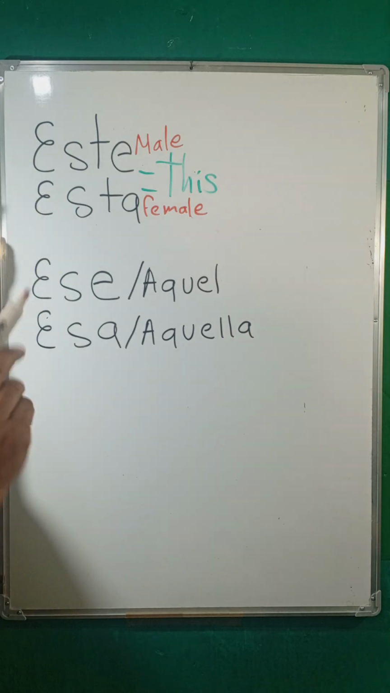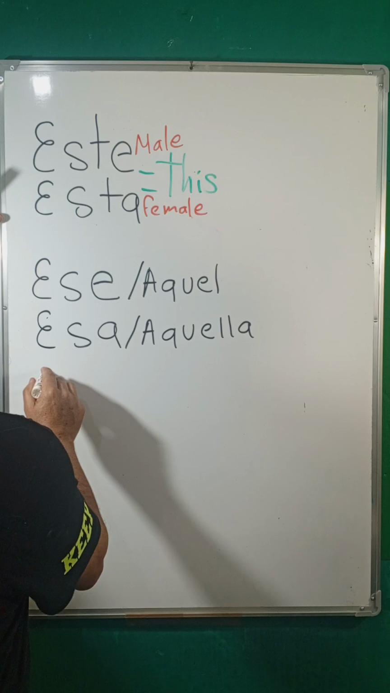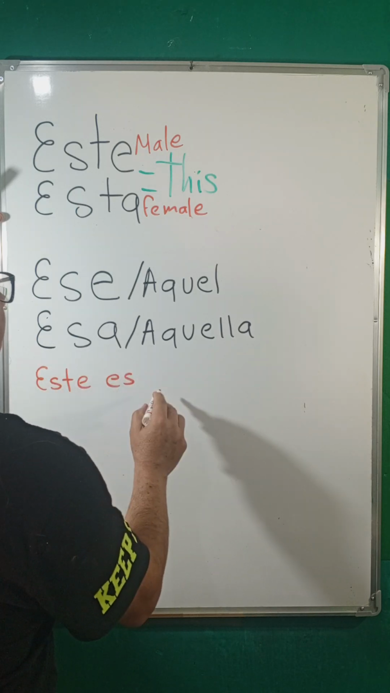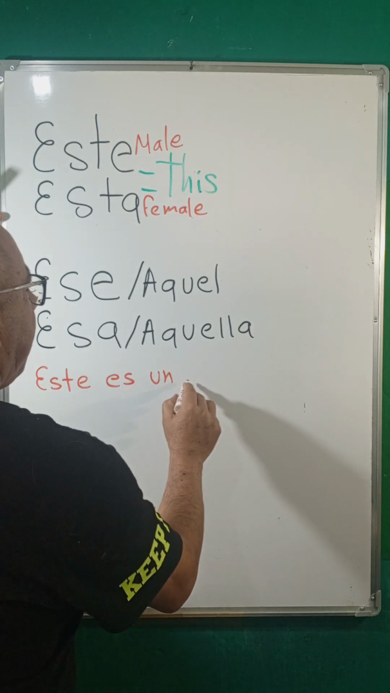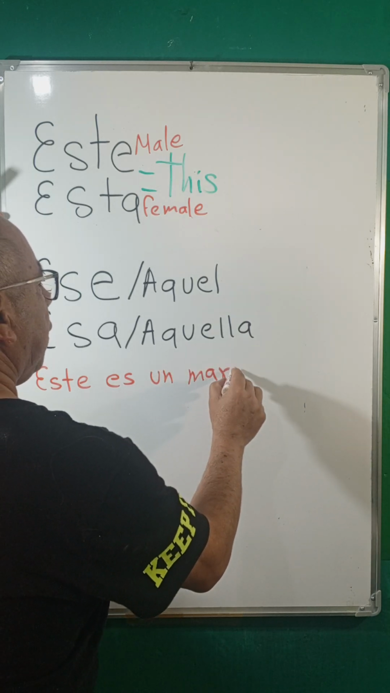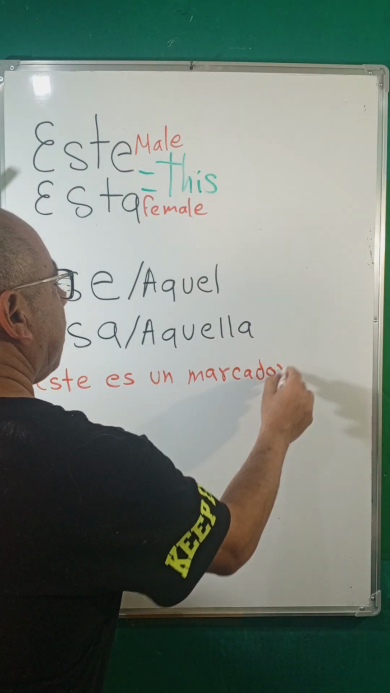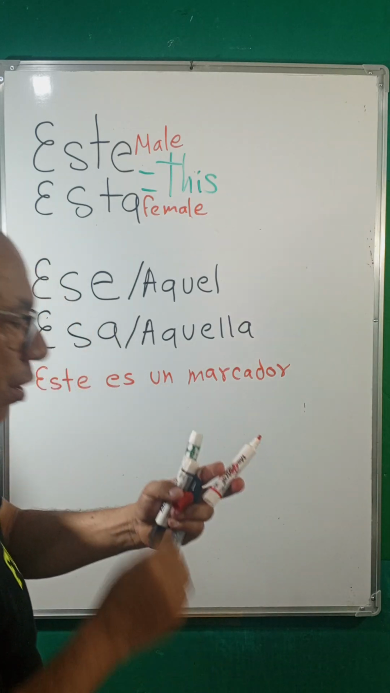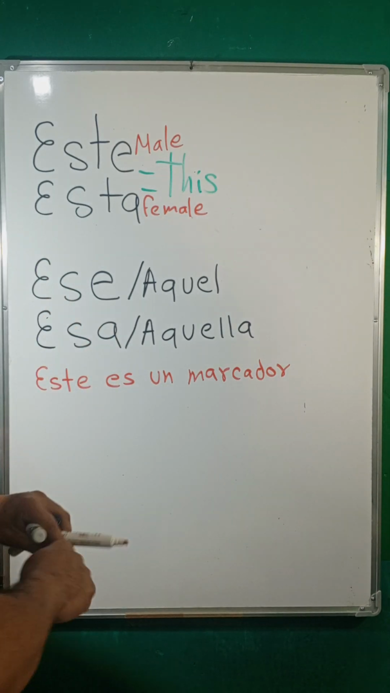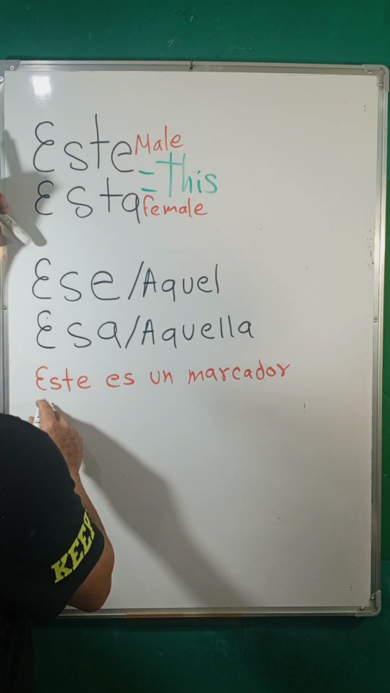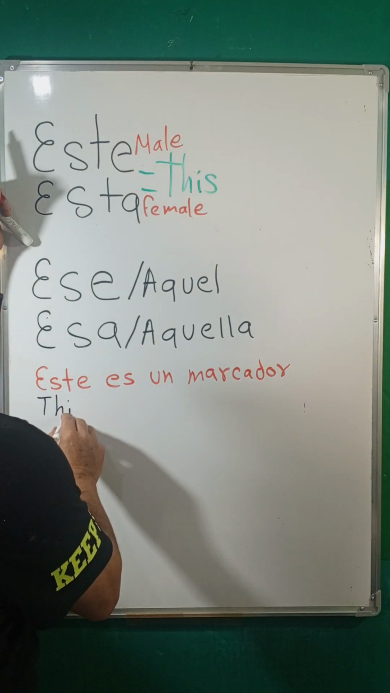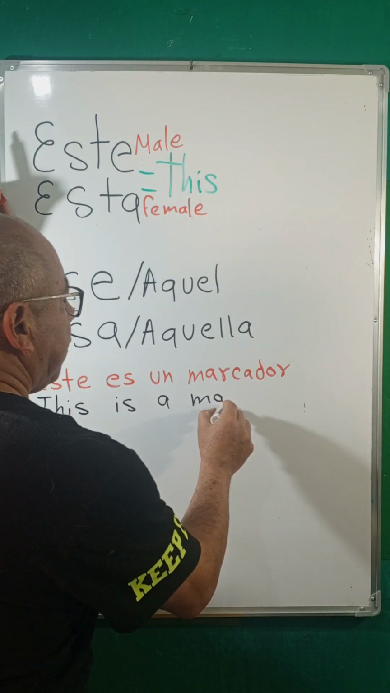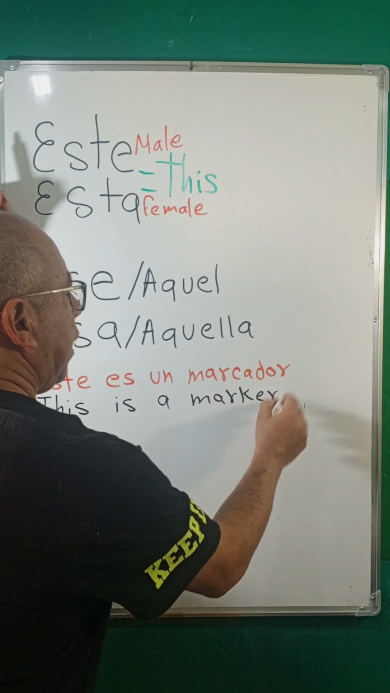Este, for example, look at this. Este es un marcador. How do you say these words in English? It is: this is a marker.